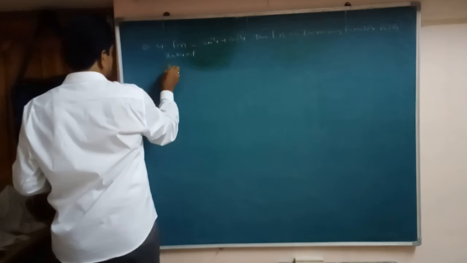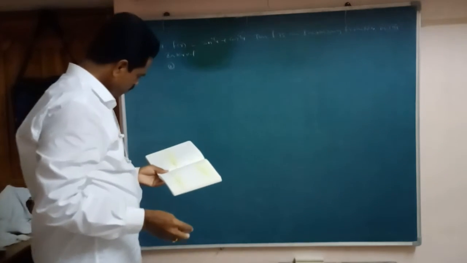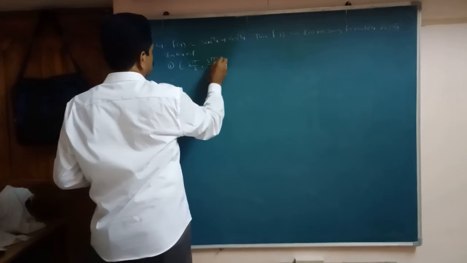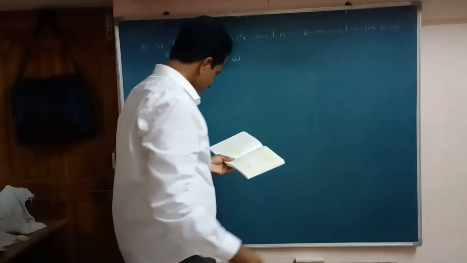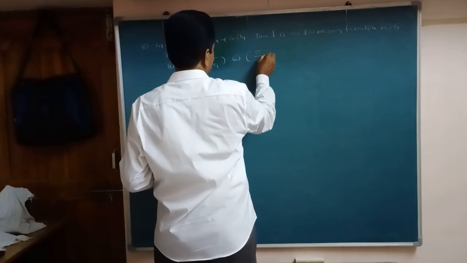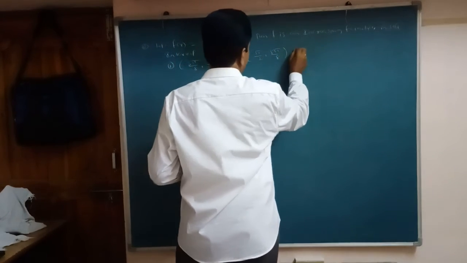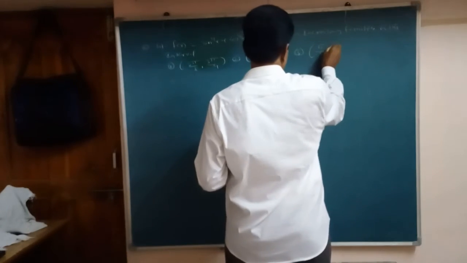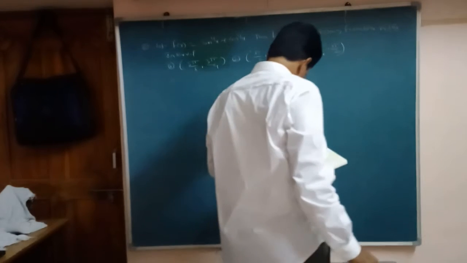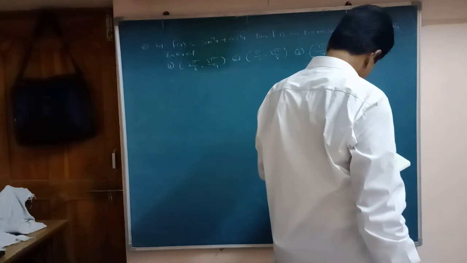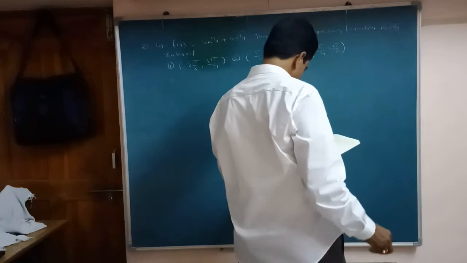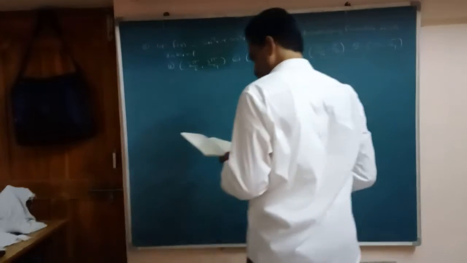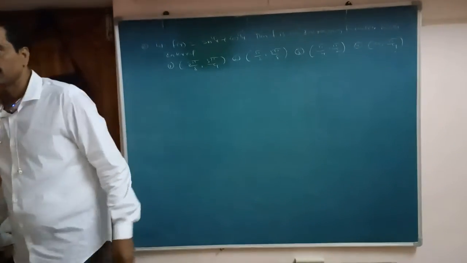And first option given 5 pi by 8 comma 3 pi by 4. Second one 5 by 2 comma 5 pi by 8. And third one 5 by 4 comma 5 by 2. Next 0 comma 5 by 4. Same as before.